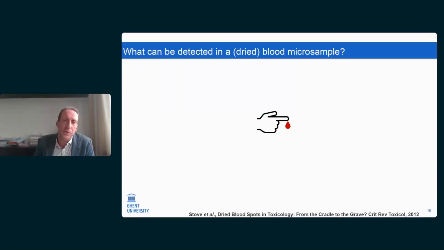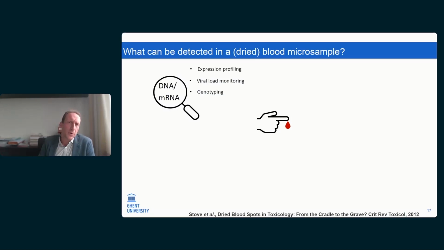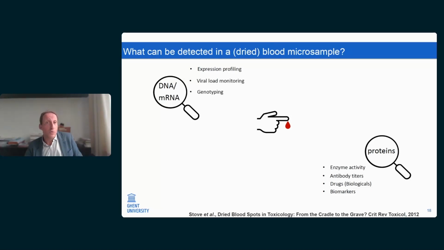More specifically, if we consider what can be detected in a dry blood microsample, my answer would be typically sort of everything can be detected in a dry blood microsample. You can look at DNA and mRNA, for instance, considering expression profiling, viral load monitoring, genotyping. These are possibilities. You can look at proteins. For instance, you can consider the enzyme activity, antibody titers. Think about, for instance, antibody titer monitoring during the pandemic. Drugs, there's more and more biologicals which are being marketed, biomarkers, and so on.